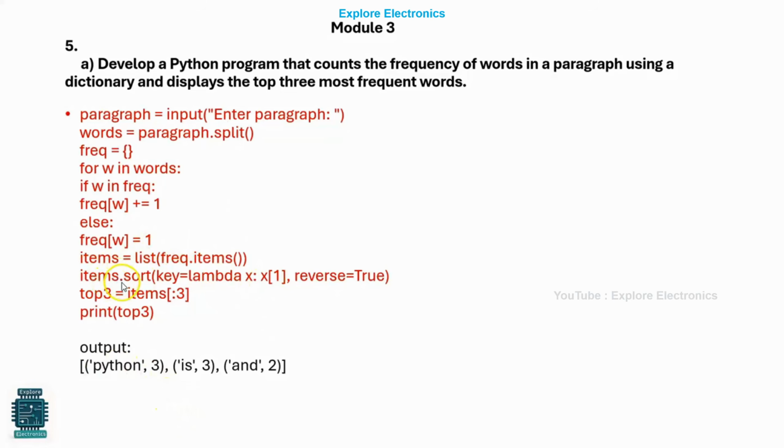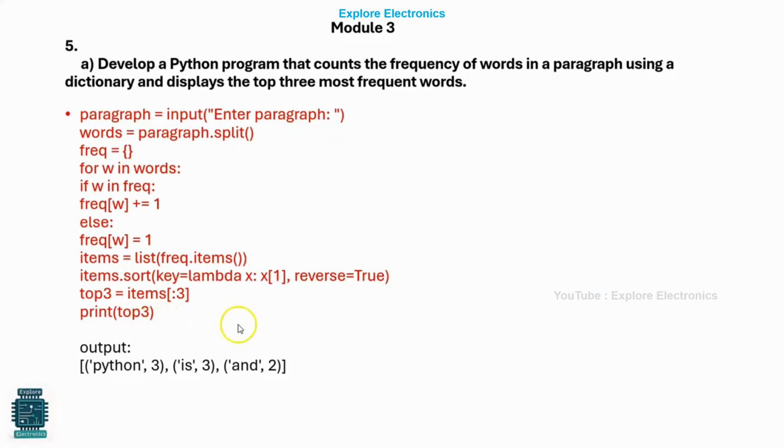items.sort(key=lambda x: x[1], reverse=True). Here it sorts the items list in descending order based on the frequency of each tuple. Clear? top3 = items[:3]. Here, we slice the sorted list to get the first 3 elements. By using this, I will access only the first 3 elements and store them in the top3 list. Clear? print(top3). Whatever is stored in top3 is printed as it is.